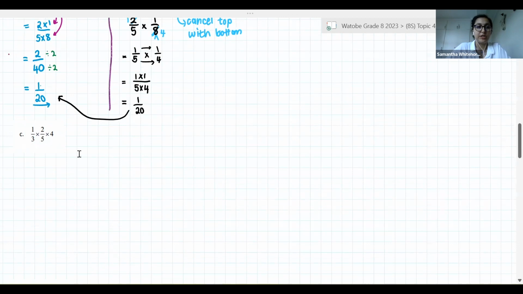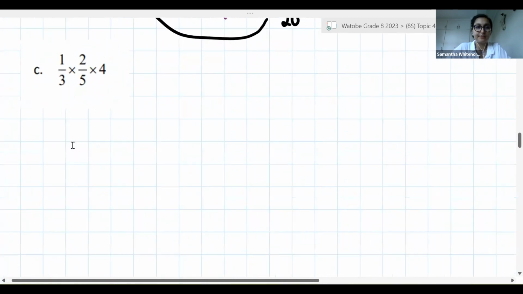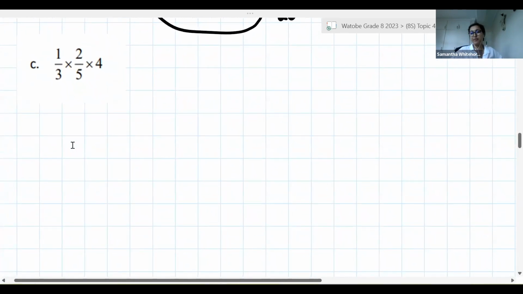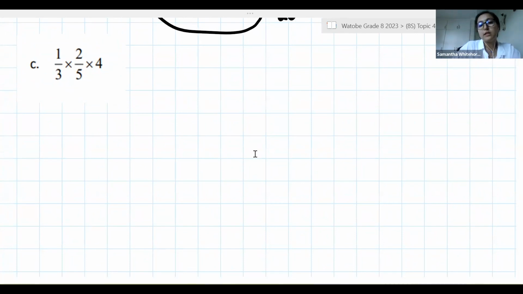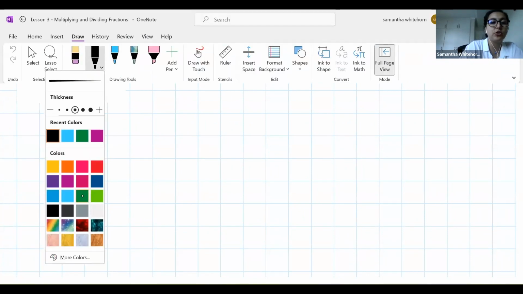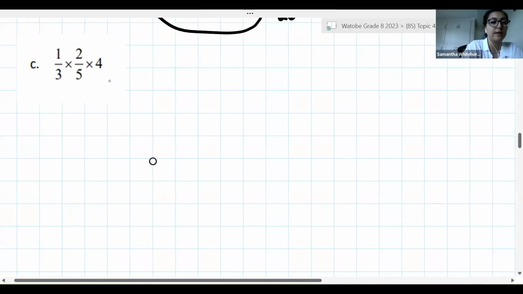Let's have a look at question C here. So question C, we now have 3 values that we're multiplying. Now, this doesn't change anything. You still need to multiply, but if you want to, you can do it step by step. There's no need to try and rush and do everything all at once. This whole pen thing is freaking me out.